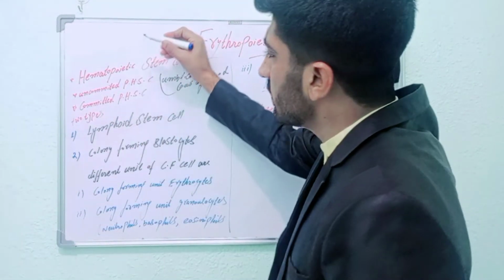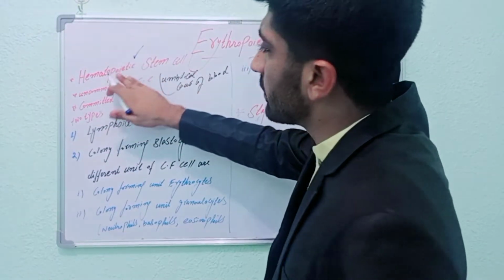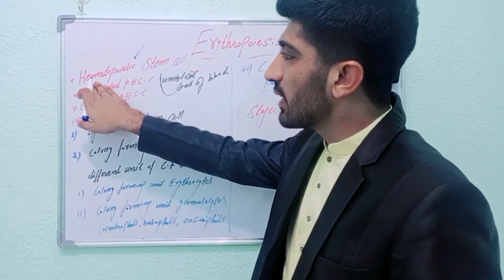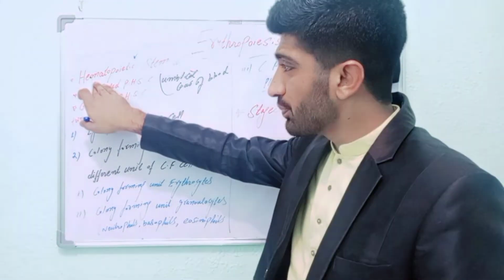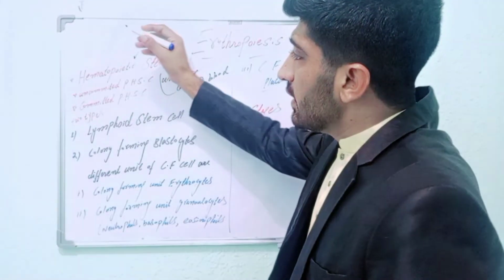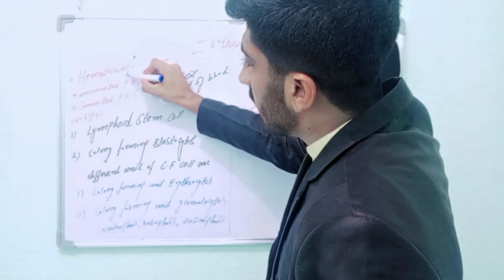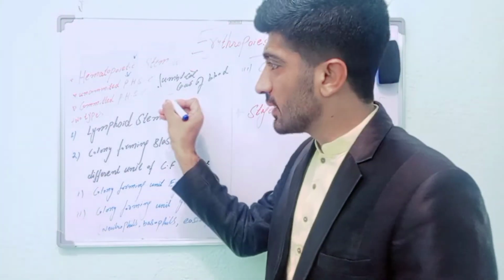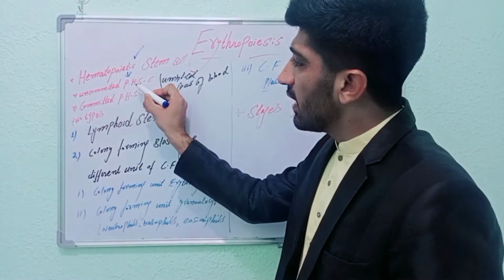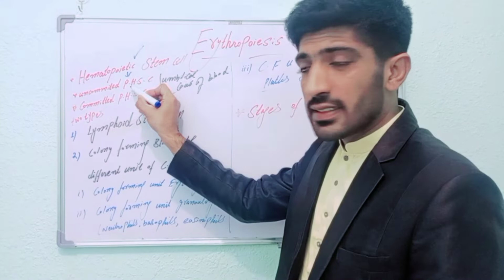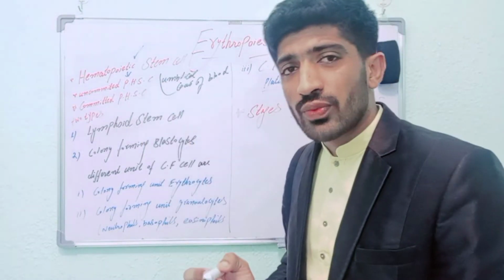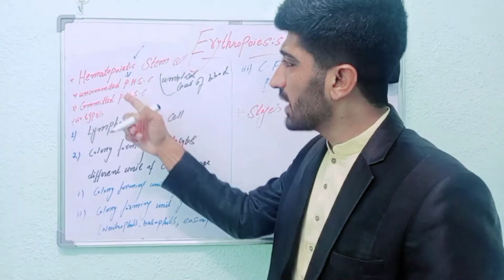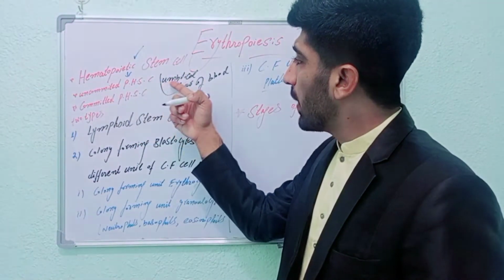So students, these hematopoietic stem cells are present in the bone marrow. These are the primitive cells which give rise to all types of blood cells in the bone marrow. These hematopoietic stem cells are also called uncommitted pluripotent hematopoietic stem cells. These cells also give rise to all types of blood cells, but in the early stage they are not designed to form all types of blood cells. Students, the best source of these cells is umbilical cord blood.